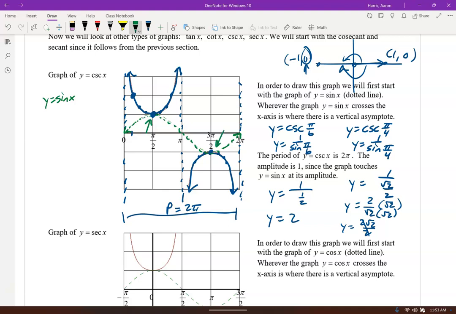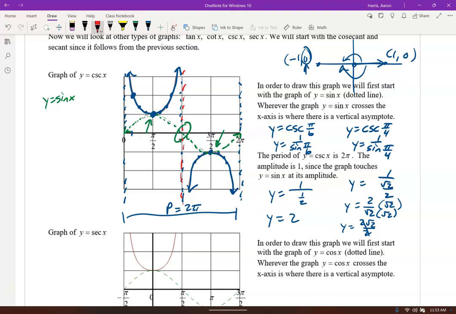And then over here, they touch. And if you notice, the 0 of the sine function is where you have that vertical asymptote, right? Since that's where the sine is 0, because the cosecant is 1 over the sine, so that'll make that thing undefined. That's why you got a vertical asymptote there. So that's the cosecant function.